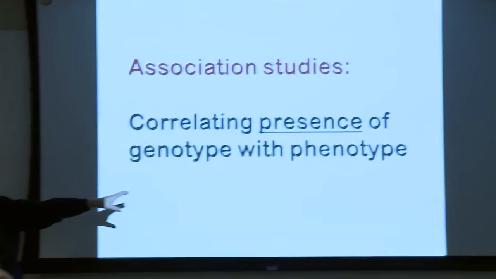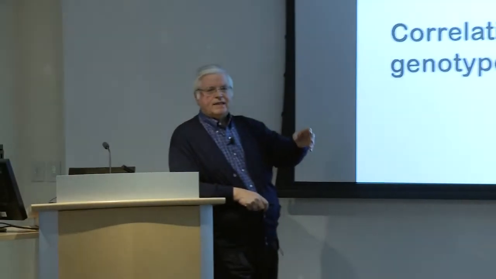And in Mendelian disease, if you wanted to do association, you're saying, can I find a group of individuals who have the phenotype who always have this particular allele? Okay? And that would put you on the chromosome near where the genetic variant was.